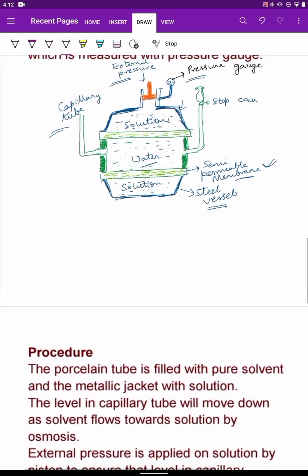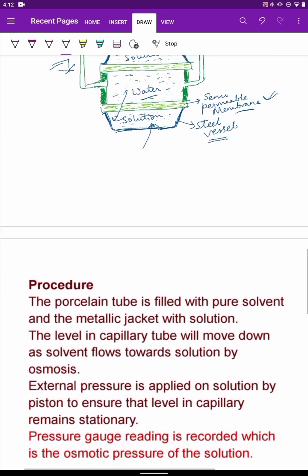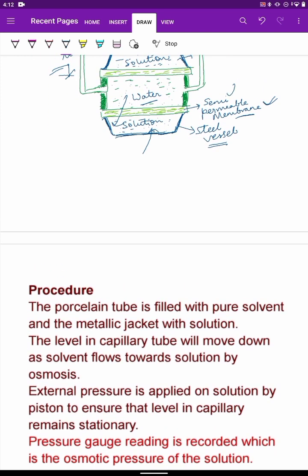Now how does it work? This porcelain tube is filled with pure solvent. Inside you see I have marked here water. That is the porcelain tube that is filled with a pure solvent. The outside metallic jacket is filled with solution. It is labeled here. These two areas you can see, they are filled with solution. Now the level in the capillary tube will move down. See, this is the solvent. It will try to go towards the solution side. So the level in the capillary tube should go down. And this happens because of osmosis, because there is a semi-permeable membrane marked here.